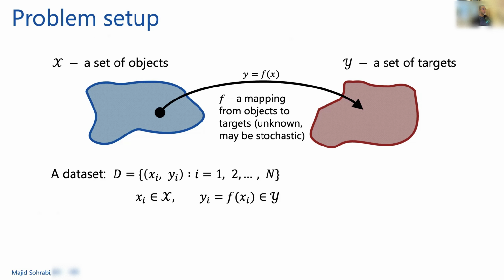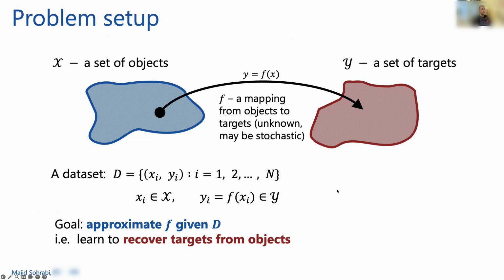In this setup, we also need to introduce the data set. The data set capital D is a set of pairs of objects and targets, and the number of objects can vary, for example from 1 to n. Each of these targets comes from this true mapping. The goal of this task is to approximate the function f from the given dataset, so that we can recover the target with this approximate f when we have our object.